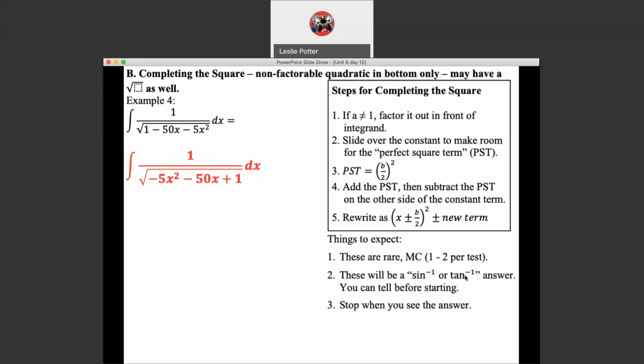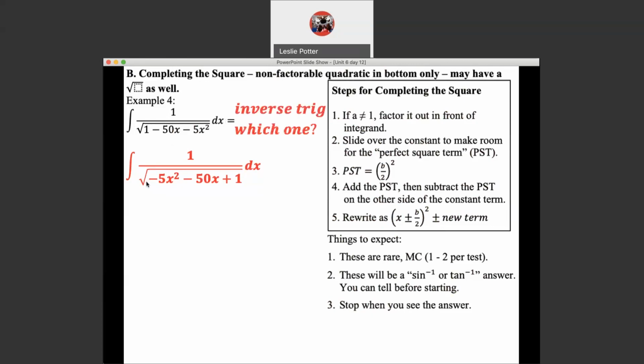Very rarely do they ask you an inverse secant question, so don't worry too much about that. I just wanted to put that one there just for your reference. So we're going to have to complete the square on this. You should be able to identify whether it's an inverse sine or an inverse tan just by looking at the denominator.